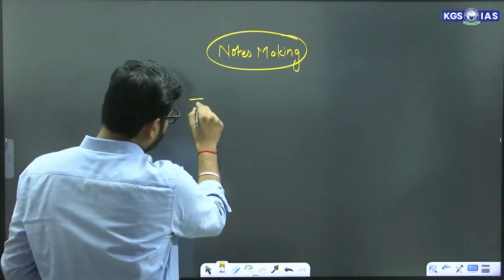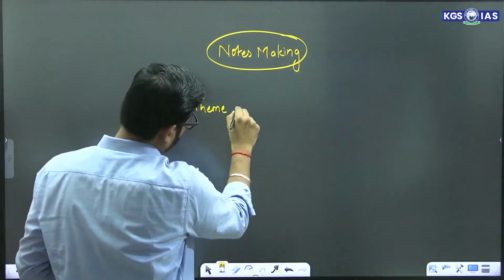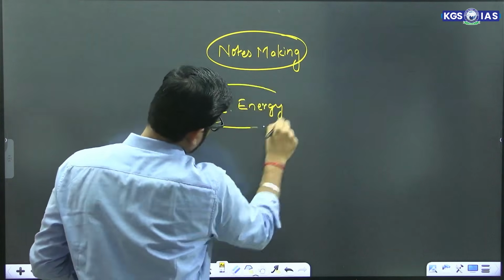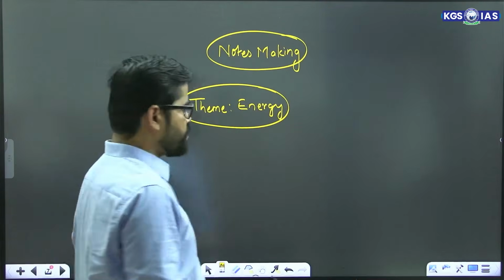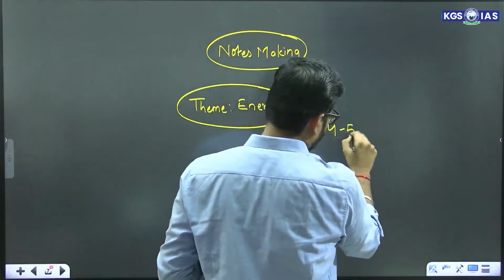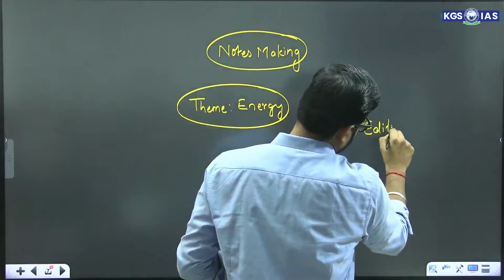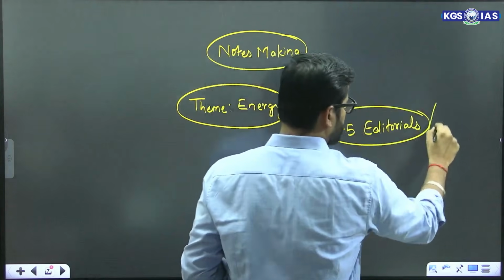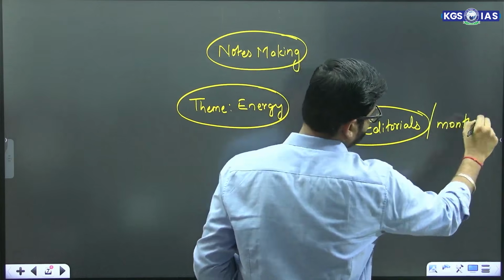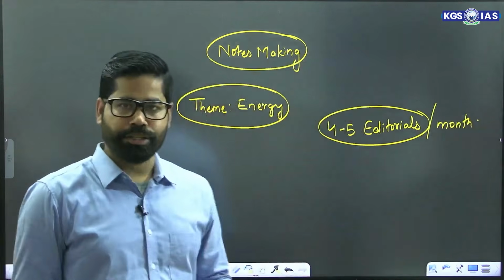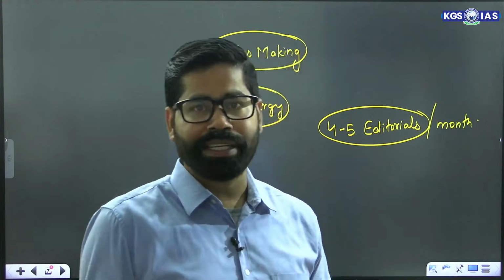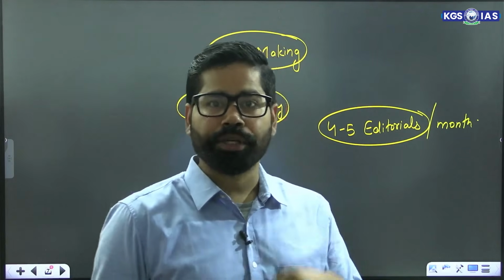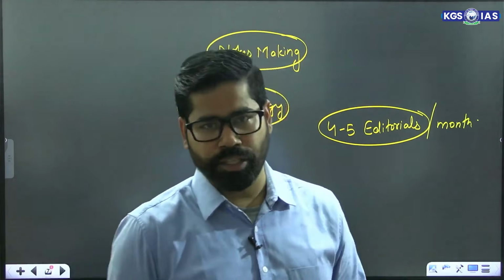If you look at this, the theme here is energy. The theme is energy. And you will find that in 1 month, there are around 4 to 5 editorials at minimum with respect to this topic. So it's not that your entire notes is going to be completed in just one editorial. Every editorial is adding some new perspective with respect to energy.